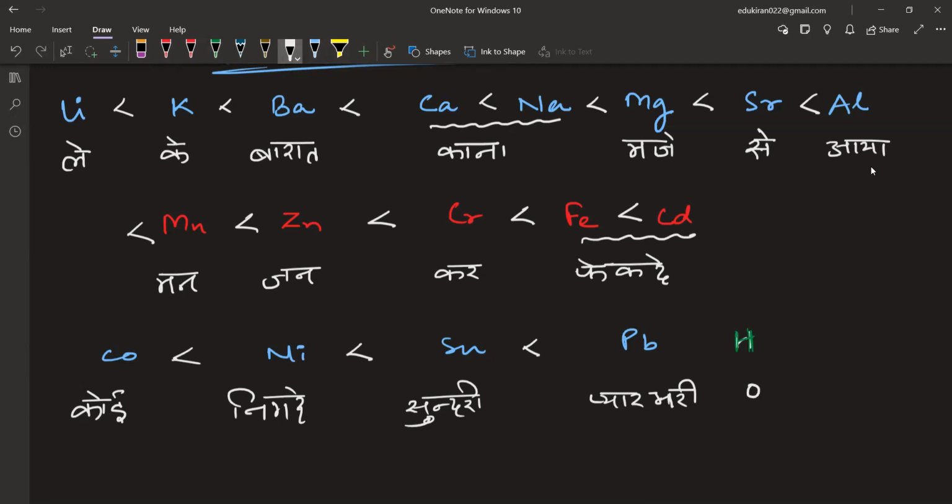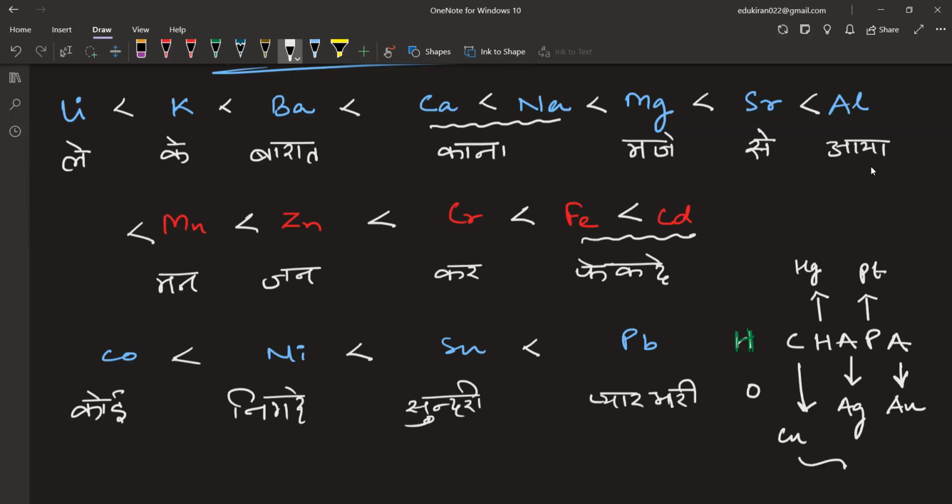ठीक है, यहाँ पे 0 होता है. After that you have to remember one thing, CHAPA. क्या remember करना है? CHAPA. What is C? C is your copper. What is H? H is your Hg. A is your Ag. P is for platinum. And again, this A is for gold. ठीक है, CHAPA. So all of these have positive SRP.